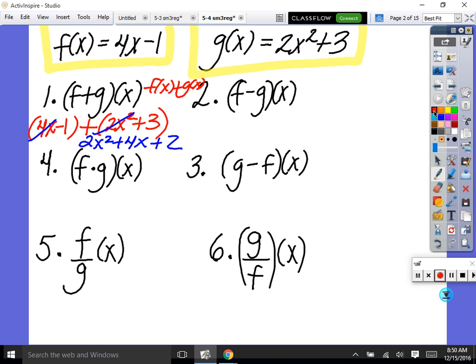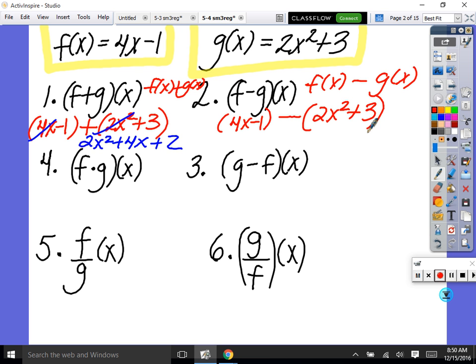Now we're doing f minus g of x. So that's literally f of x subtract g of x. So f of x is this. So we're going to have parentheses, 4x minus 1. We're subtracting g of x, which is 2x squared plus 3. Subtraction is the most missed problem on the test because people don't distribute the negative. This is not multiplication. This is just combining like terms. So don't we know that we've got to distribute the negative? Negative 2x squared minus 3, correct? Now we're just combining like terms.